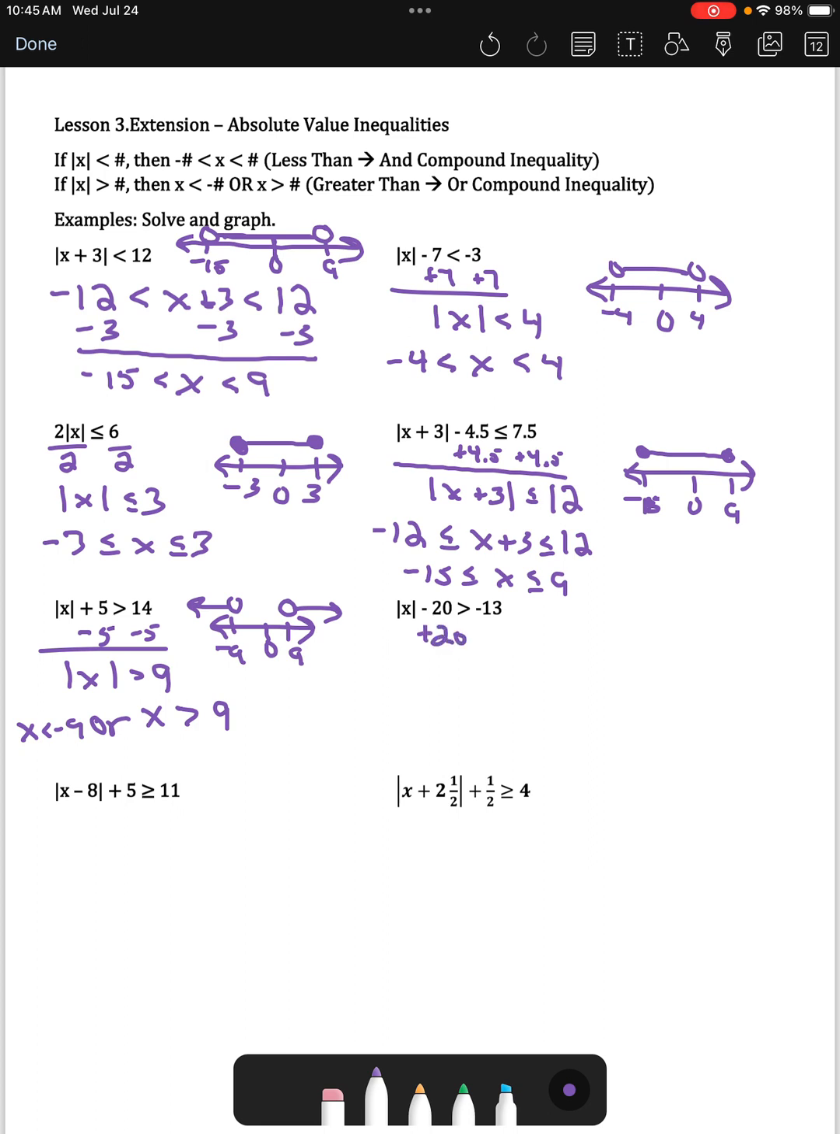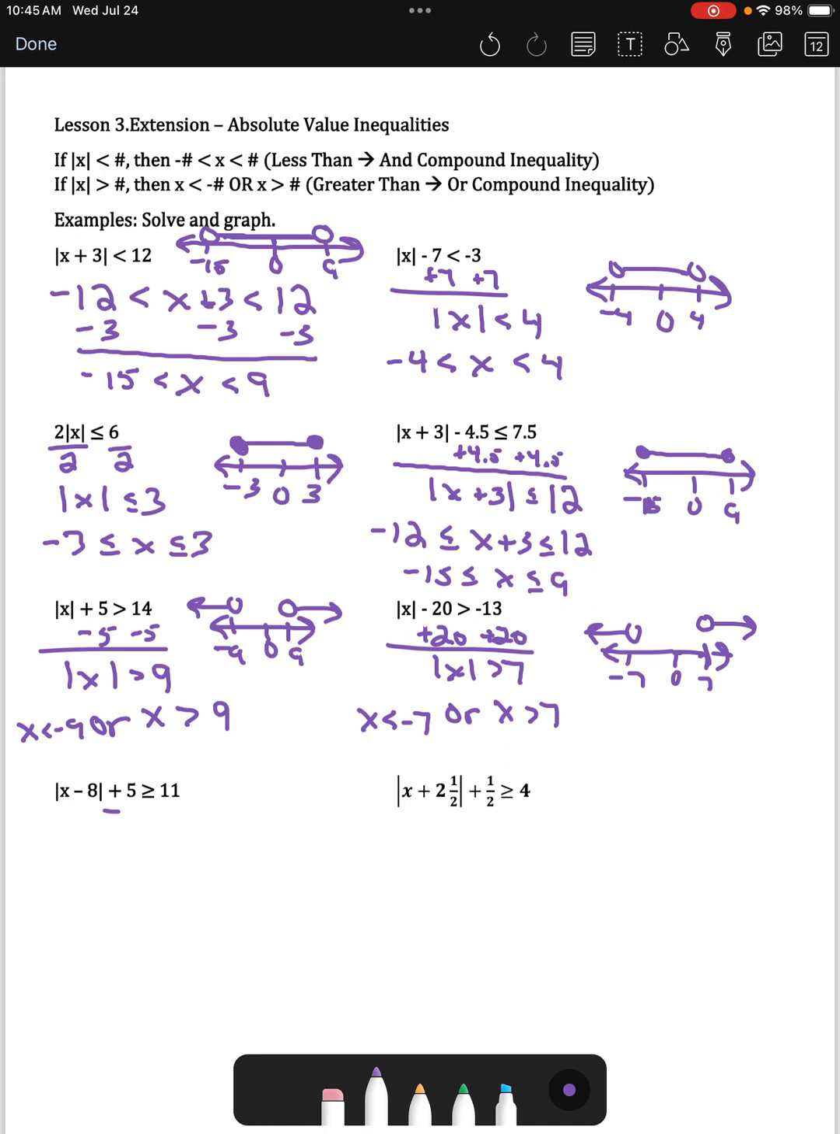Next example, start by adding 20 to both sides. Always get your absolute value completely alone before you do anything else. -13 plus 20 is 7. If the absolute value of x is greater than 7, that means that there are two possibilities. Either x is greater than 7, or it is smaller than -7. Again, these are strict, so empty circles and arrows out. I'm going to fix that so the circle is where it belongs.